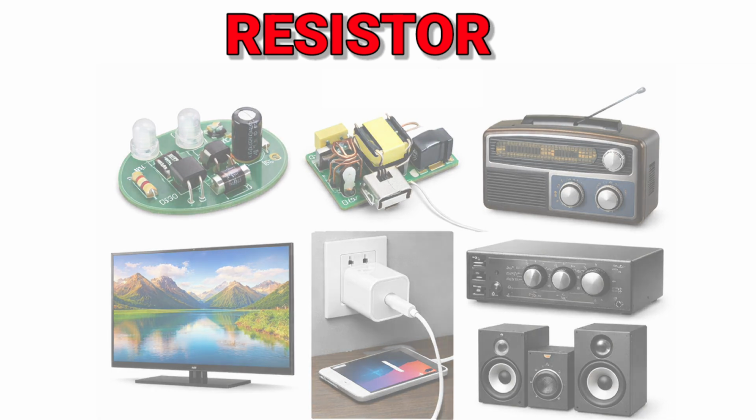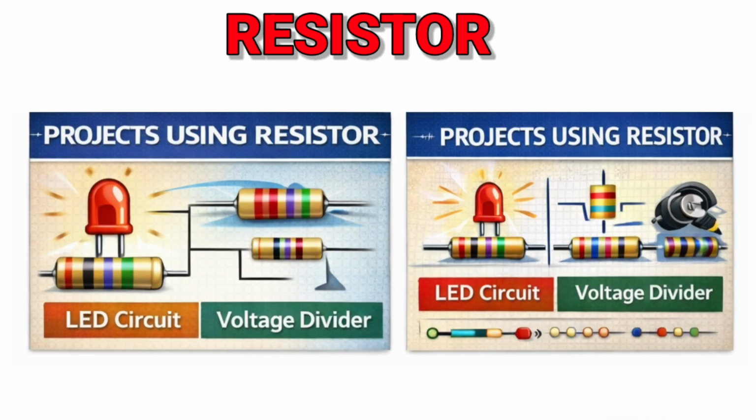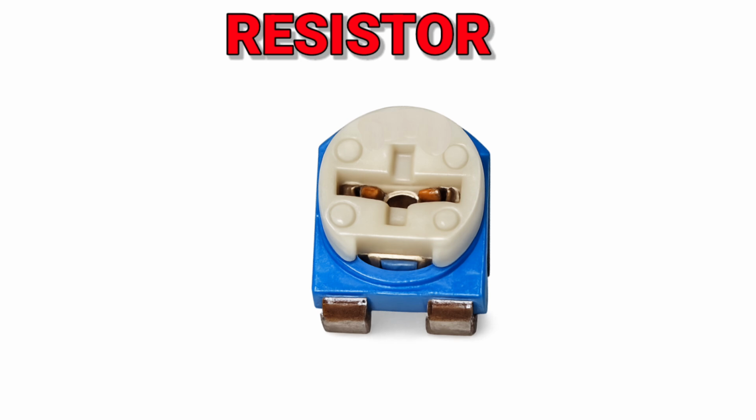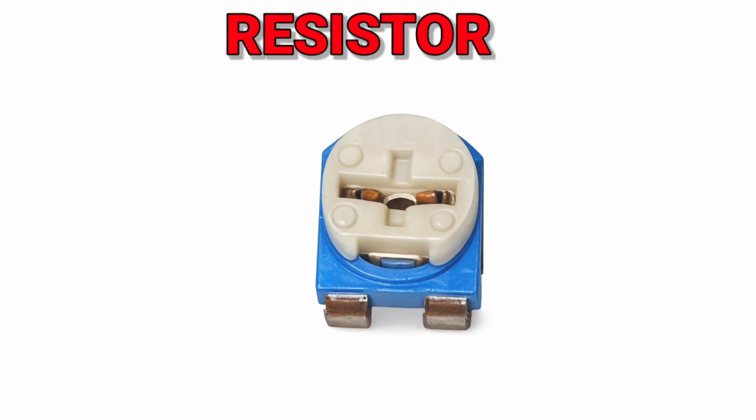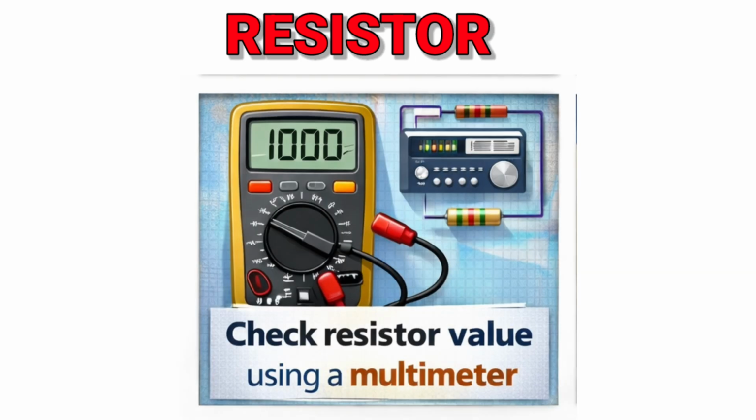Now let us see what projects we can make using a resistor. LED circuit. You can make a LED light circuit using a resistor. Voltage divider. A resistor can be used to divide voltage. A variable resistor is used to control volume. You can check resistor value using a multimeter. Always use the correct resistor value.